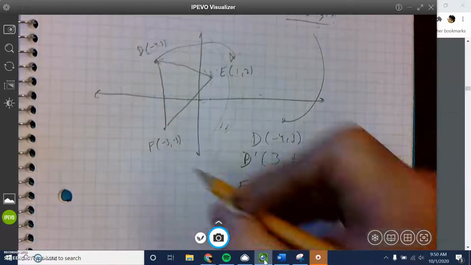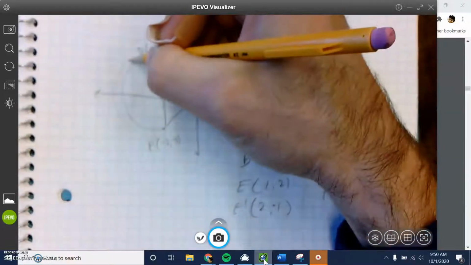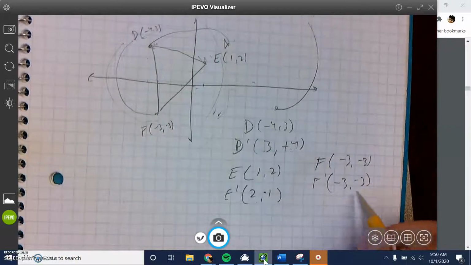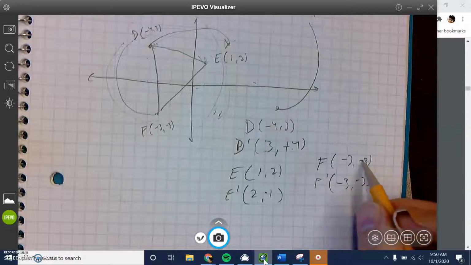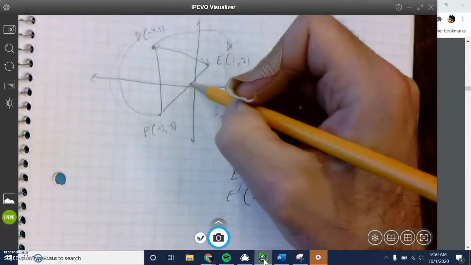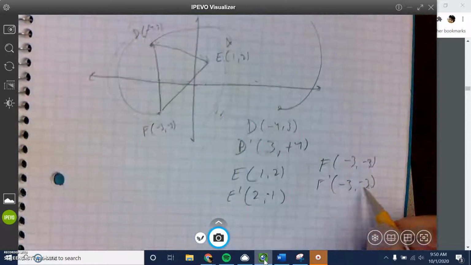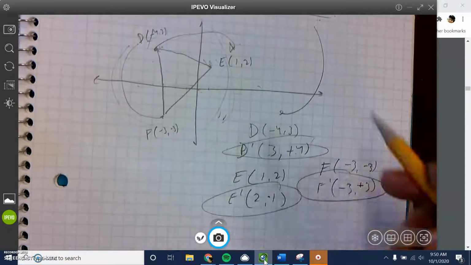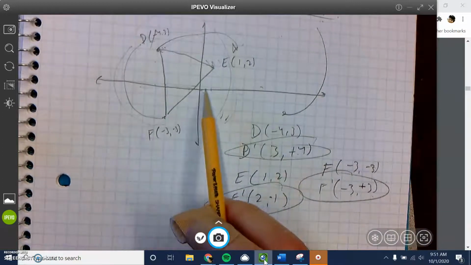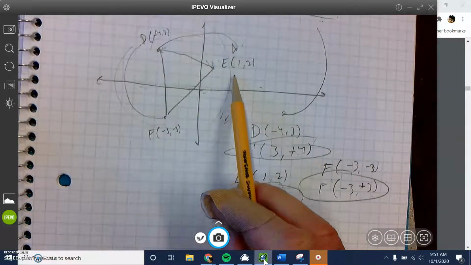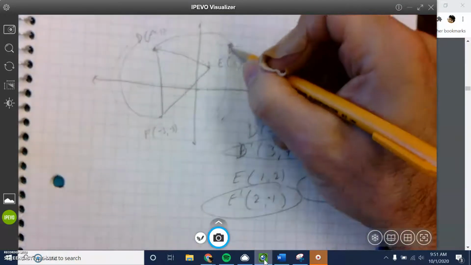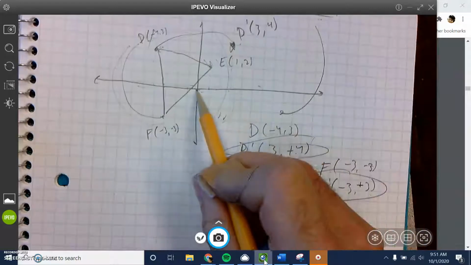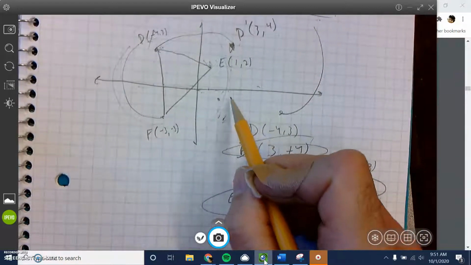Cool. F, almost done. Negative 3, negative 3. F prime. You're moving this way to this quadrant, quadrant 2. So that means that I flip the coordinates, which you don't really flip. It's the same thing. And you're in quadrant 2, so that's negative x, positive y. Bam. So here are all my primes. Graph it. D prime, which is 3, 4. E prime, which is 2, negative 1.